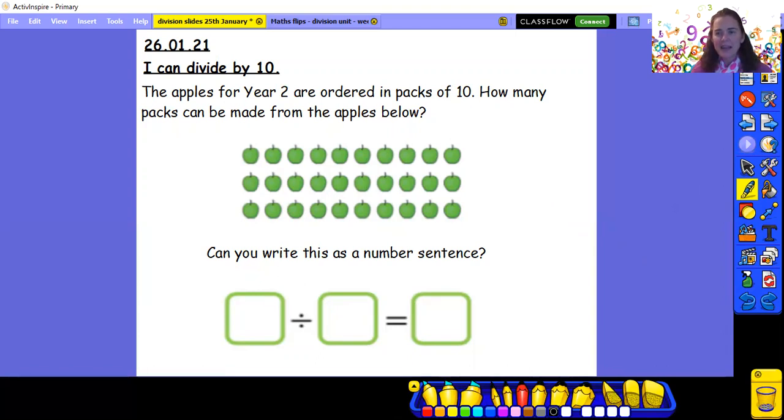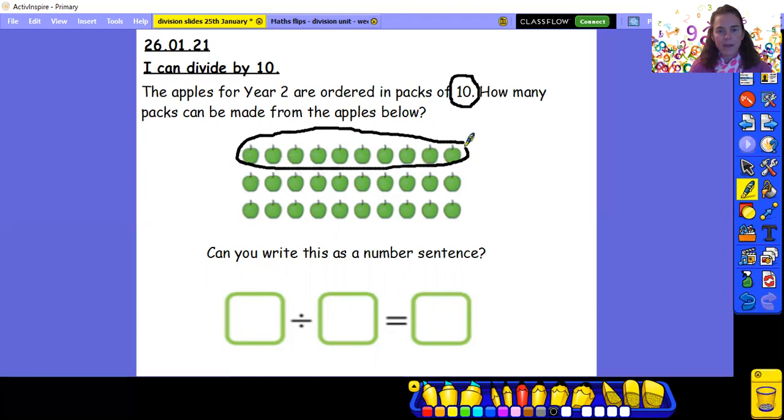And so that should help me to put them into groups. So I'm going to put them into groups of 10 because it says that the apples from year 2 are in packs of 10. So I'm going to group my apples in 10s. So let's just see how many are in each row. 1, 2, 3, 4, 5, 6, 7, 8, 9, 10. Okay, so there are 10 in one row. And then 10 in my other row. And then 10 in my final row.